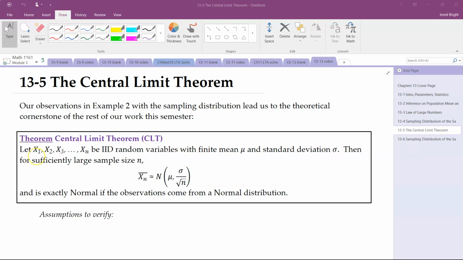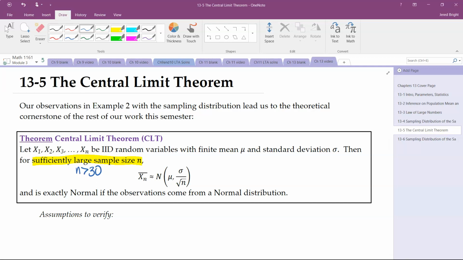But the idea is that you have some observations that, again, are random variables because you don't maybe know their outcome at the beginning. But they're going to be IID, so that's, again, independent and identically distributed random variables. And we have finite mean and standard deviation, so just that one is satisfied trivially for us because we're always going to be working with finite or concrete values. But then for a sufficiently large sample size, now this language is problematic at best, but in most cases, sufficiently large means that our sample size is greater than 30.